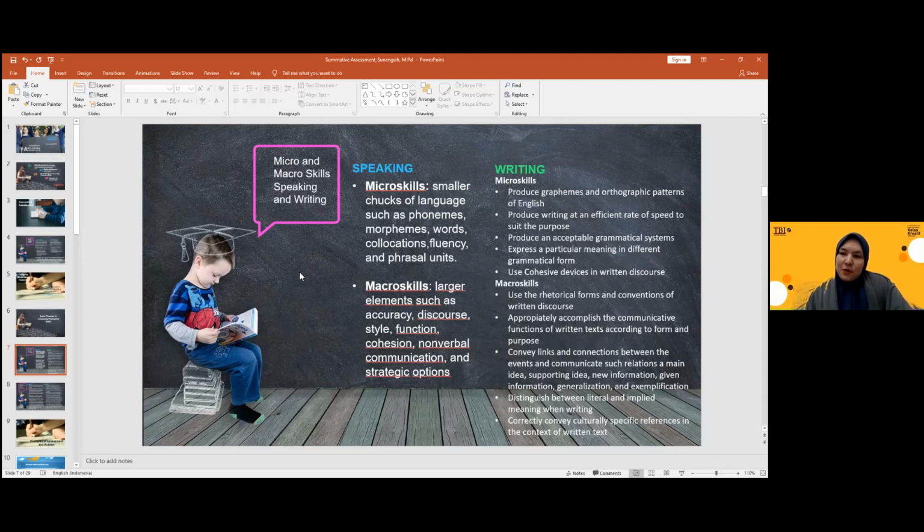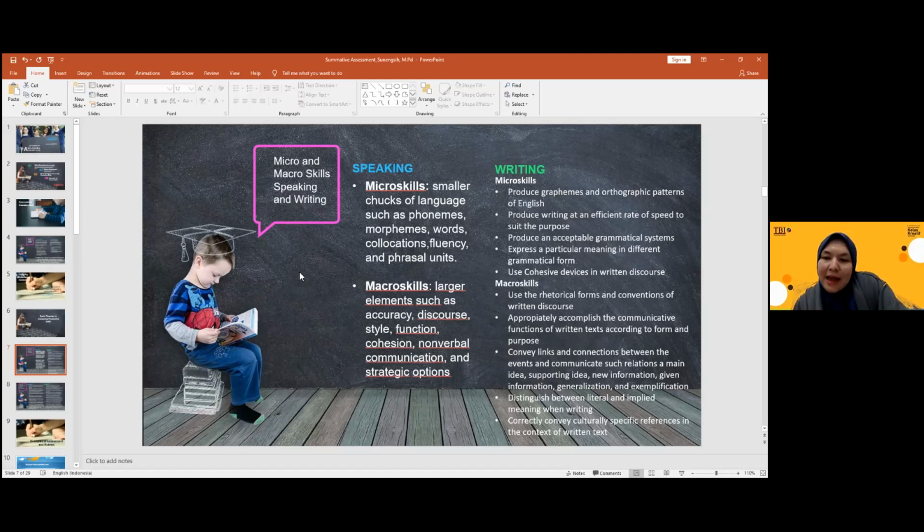Usually when you have the IELTS test, you are given some time, like for Task 1, you only have 20 minutes, and for the second one, you only have 40 minutes, and the time is included in the score. And then produce an acceptable grammatical system, and express particular meaning in different grammatical forms, cohesive devices in written discourse. In Jamboard, I have seen that some of you use the criteria of grammar and then cohesion as your basis in measuring writing performance, and they can be classified as micro skills, and you are correct in using those criteria.